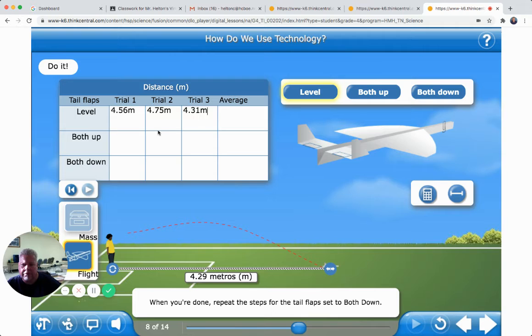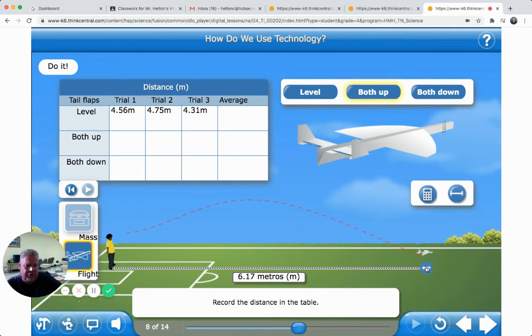Okay. Record the distance in the table. Let's put both up now. And let's try this flight again. I think we were right when we thought it would go up with the flaps up, don't you? Okay, so flaps up. Now we're to 6.17 meters.